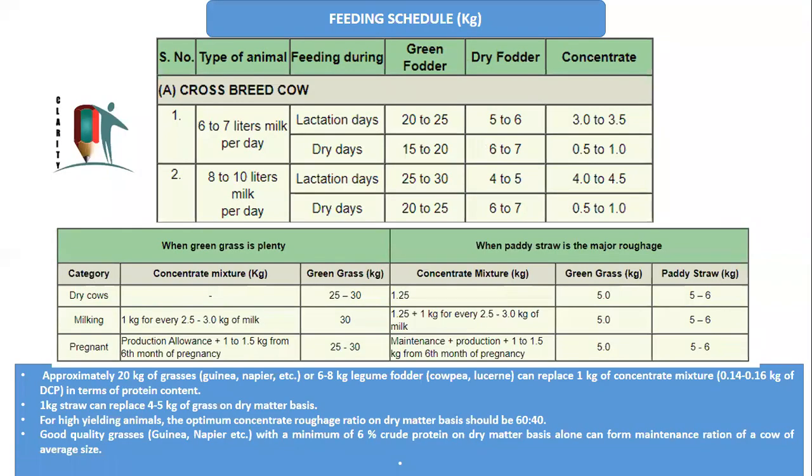Now the earlier feeding schedule was as per the time span, means how many months old the calf is. Now the feeding schedule is given as per the milk production. If the cow is producing 6 to 7 liters of milk per day, ठीक है, how much green fodder, dry fodder and concentrate should be given. What is the difference between concentrate and dry fodder and green fodder? What is the basic difference? Will anybody answer?